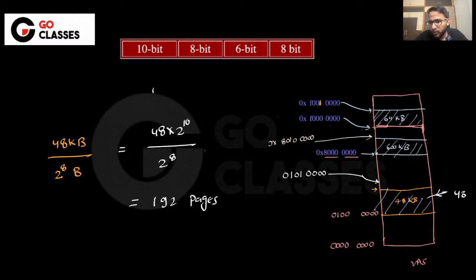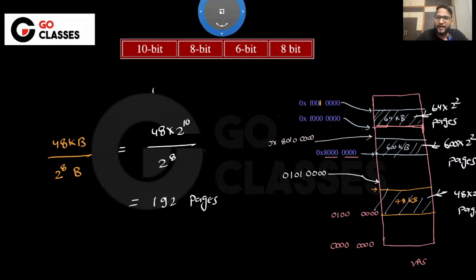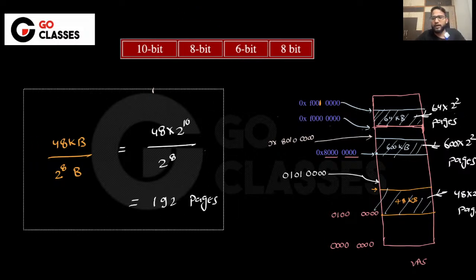This is 48 into 2 power 2 pages I need here. Similarly, if you do this, this is actually 600 into 2 power 2 pages. Similarly, if you do, then it will be 64 into 2 power 2 pages. So these many pages I need at every section.